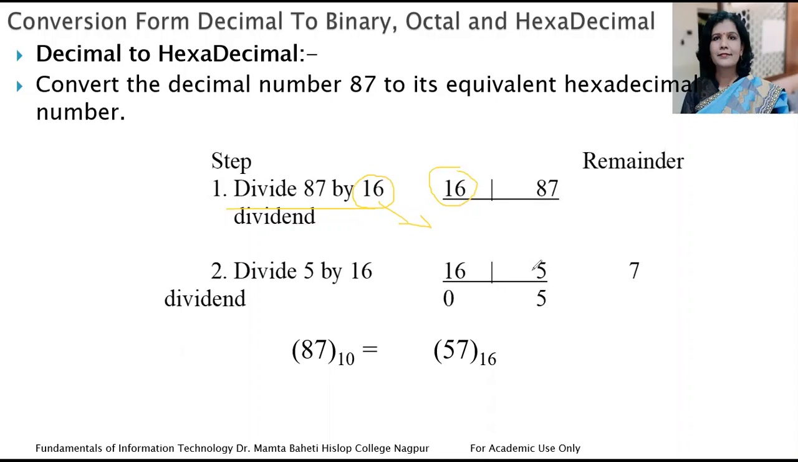So 16 5s are 80. So remainder is 7. 5 is less than 16. So division is not possible. We'll carry forward this 5 as it is. So how we can write it? 87, 16, 16 5s are 80, remainder 7. Division is not possible with respect to 16. So we'll carry forward this 5 as it is. And your number will be from bottom to top, that is 57 in hexadecimal. Okay.